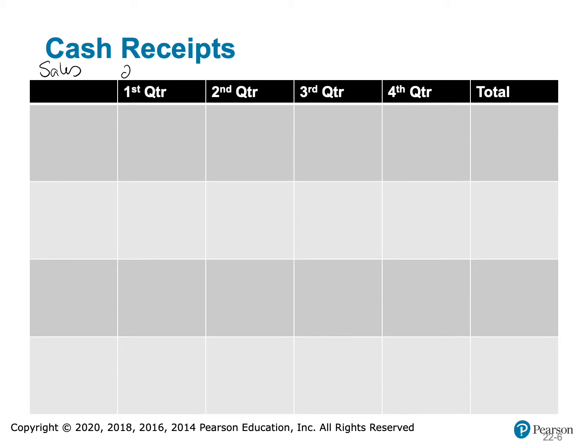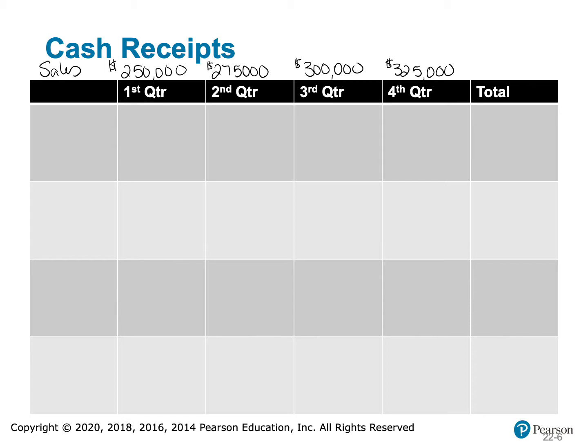Remember, in quarter one we expected sales to be $250,000. We expected it to be $275,000 in quarter two, $300,000 in quarter three, and $325,000 in quarter four. So again, hopefully you've got that sales budget pulled up there and you've got all those numbers right there in front of you.